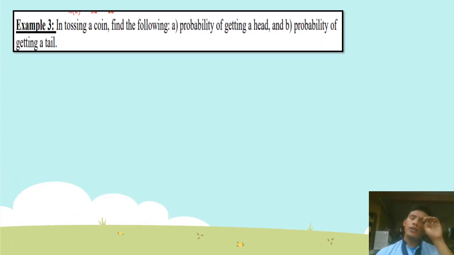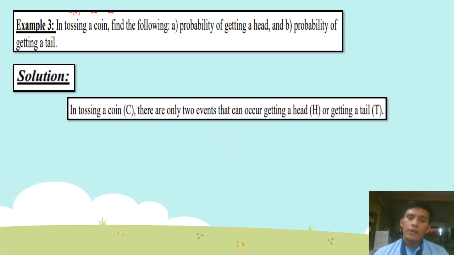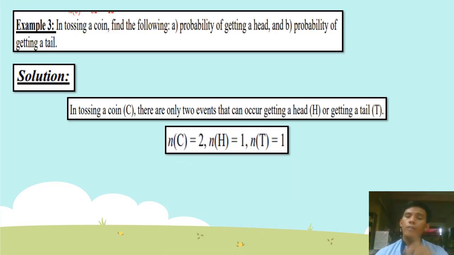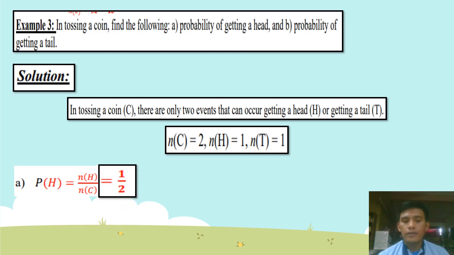Example 3. In tossing a coin, find the following probabilities: the probability of getting a head, and next, the probability of getting a tail. In tossing a coin, there are only two events that can occur. There is one possible outcome in getting a head and one possible outcome in getting a tail. So the number of possible outcomes will be 2. So NH, the number of heads, will be 1, over 2, the total number of possible outcomes, equals 1/2. So that will be our final answer.